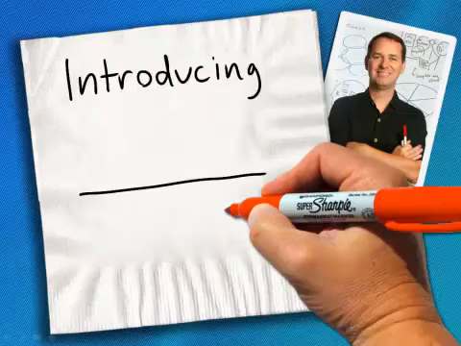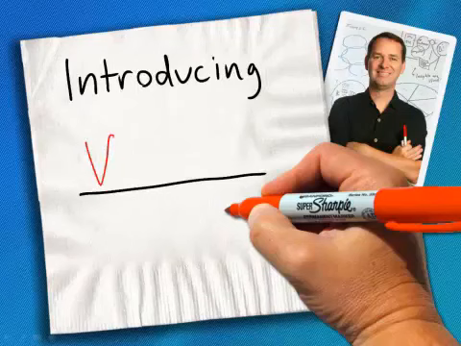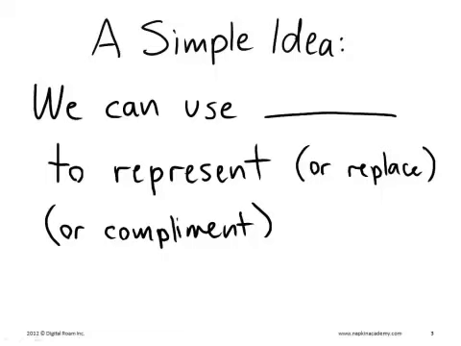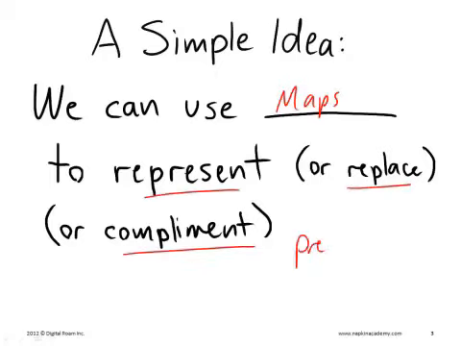Today we're going to introduce something we're going to call vivid maps. Simple idea. We can use maps to represent, replace, or complement prepositions. A terrible word of great significance. Let's see what we mean.